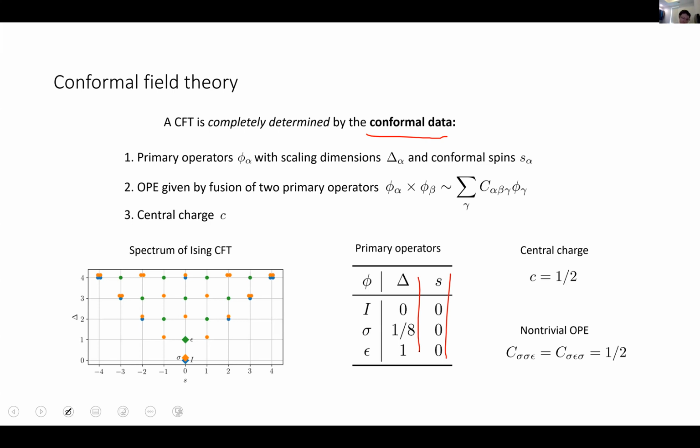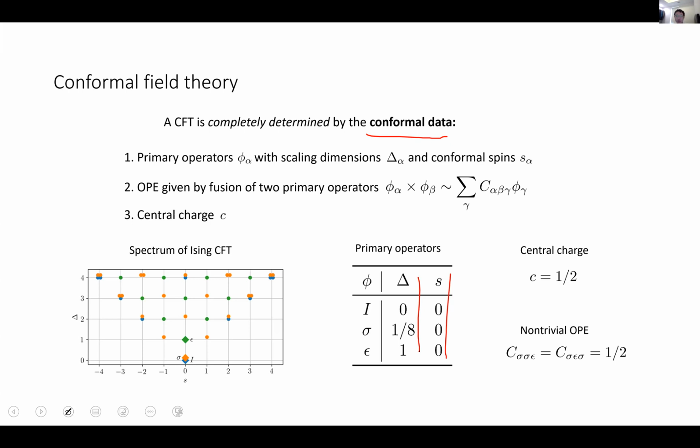As you can see, the spectrum is organized into towers, and in each tower the scaling dimensions differ by integers. If you look at the green dots, they have 1, 2, 3, 4, and if you look at the red dots, you have 1/8, 1 plus 1/8, 2 plus 1/8, and so on. Okay, so this is one part of the conformal data, and this part determines the 2-point correlation functions in the CFT.